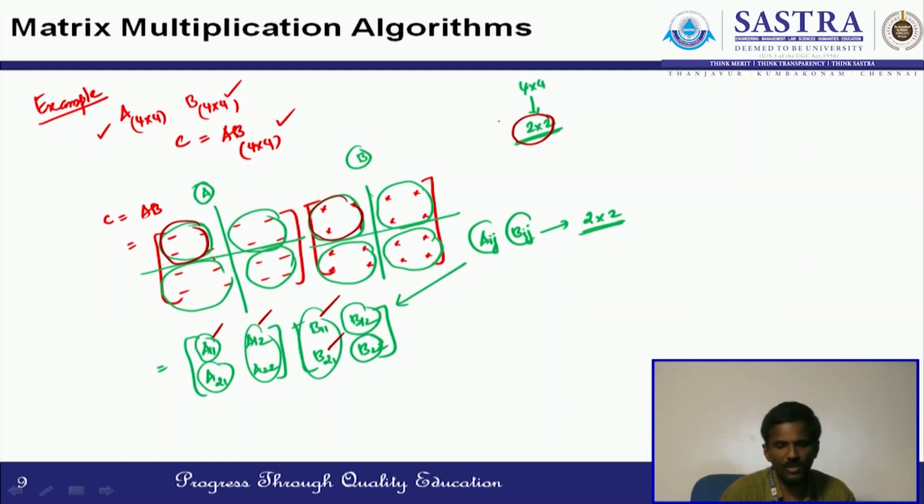When it reaches a size of 2 by 2, we can find the product using conventional matrix multiplication. Otherwise, this recursive logic is repeatedly applied.